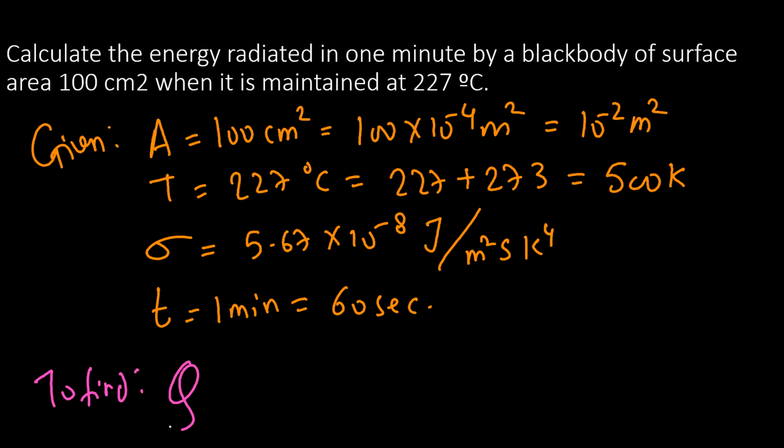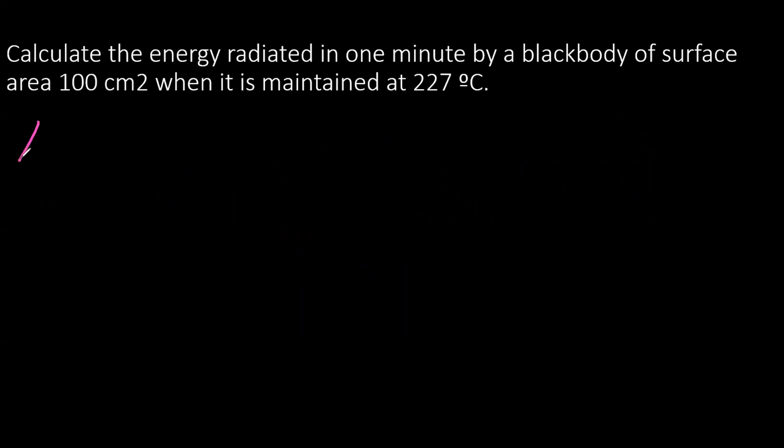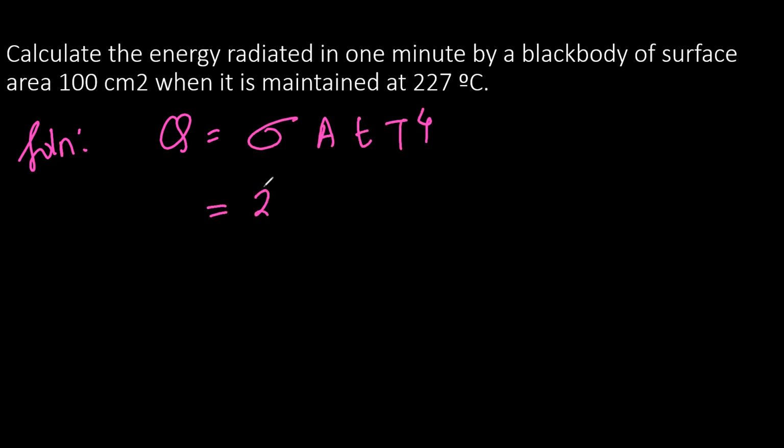Q, find out. So the formula is simple: Q is equal to sigma A t T raised to 4. Small t is the time, capital T is the temperature. Let's find the answer. So Q is equal to sigma A t T raised to 4. What is sigma? 5.67 into 10 raised to minus 8. Area is 10 raised to minus 2.